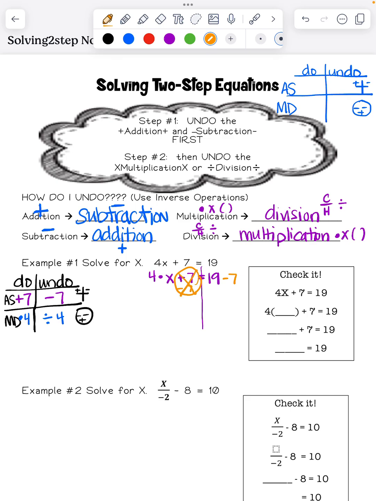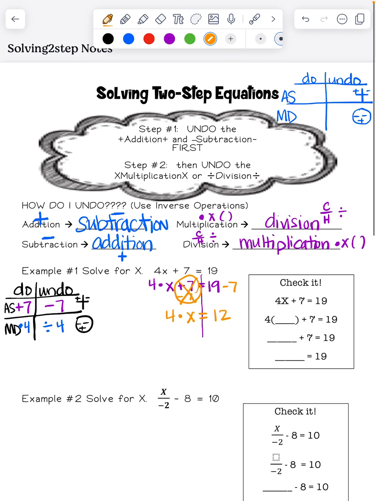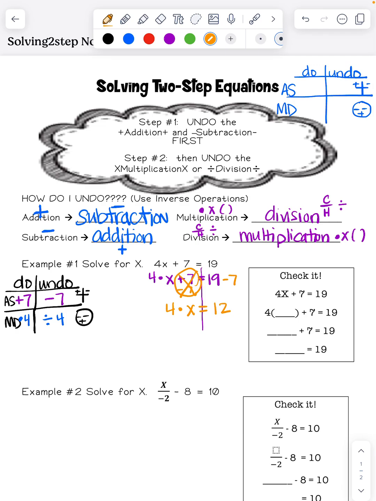So I'm going to bring everything else down. I have 4 times x left. And then over here, what is 19 minus 7? Well, that is just 12. There's no negatives because 19 is bigger than 7. And so now I just have 4 times x equals 12. All right, and then I'm going to use my same strategy and get rid of the times 4. And so again, how did we get rid of times 4?